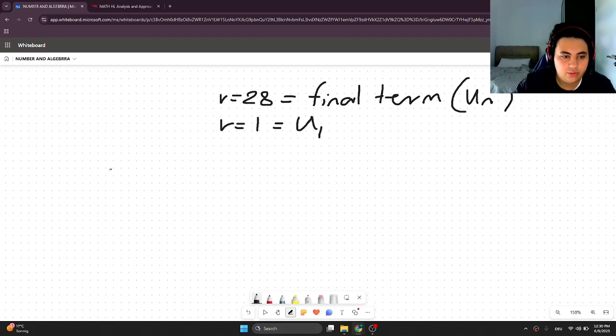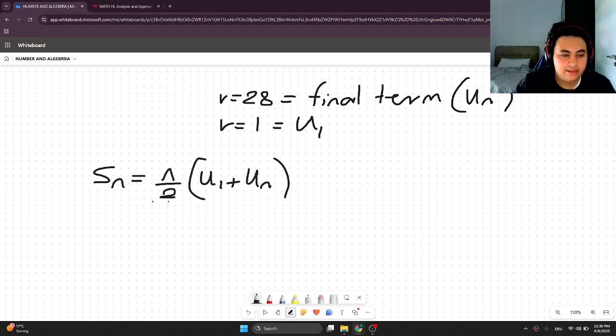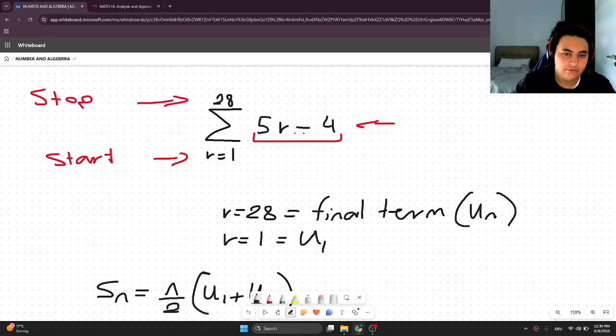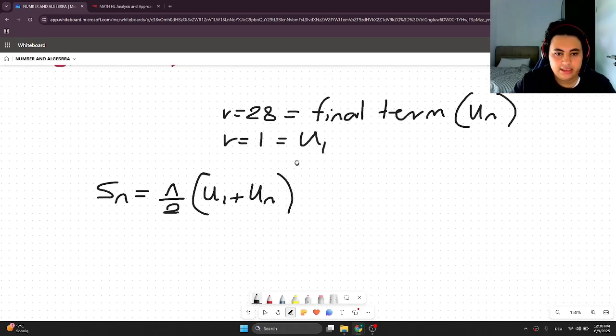Because the formula for a sum is Sn is equal to n divided by 2, all multiplied by u1 plus un. This is the formula for when you have u1 and un. In this case, we actually have un, but we need to work it out first, because you have the expression here. It's not 28, it's 5 times 28 minus 4. So let's work that out.